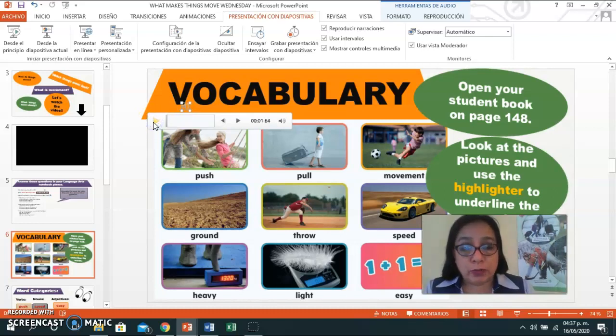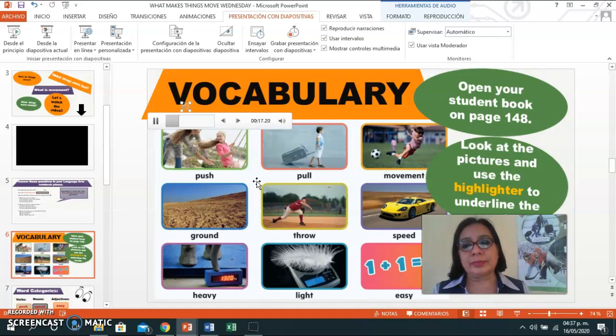Open your student book first on page 148 and then write the date, look at the pictures, and use the highlighted to underline the words. Remember, listen first, listen again, and repeat the words. Please, listen. Unit 15. Get ready. Words. A. Listen and point to the words. Listen again and say the words.